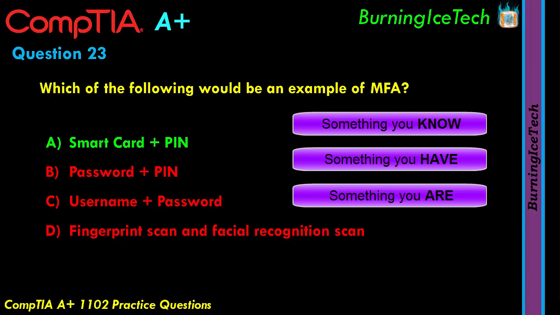C says a username and a password. That's both things you know. Username is something you know. A password is something you know. Also not multi-factor. And then the last one is fingerprint scan and facial recognition scan.